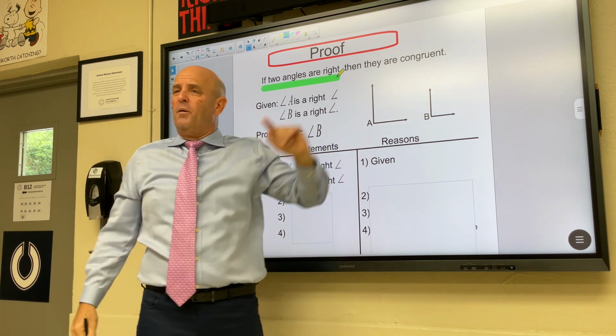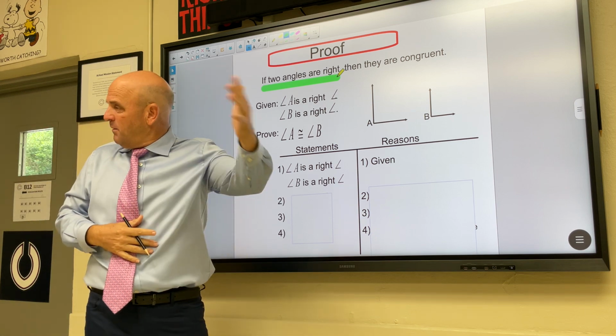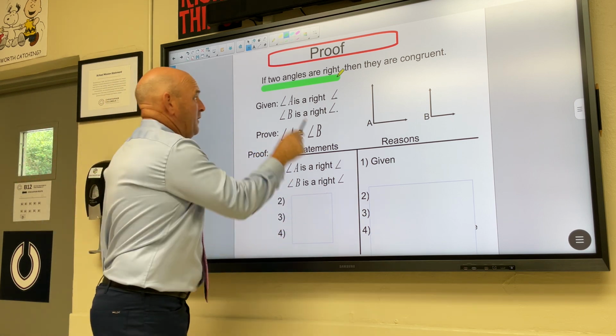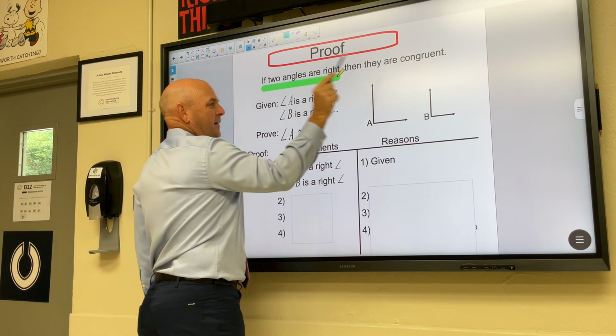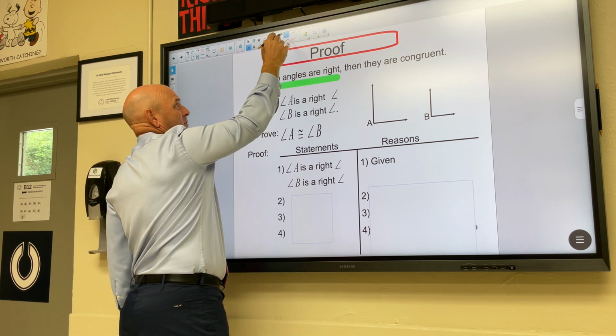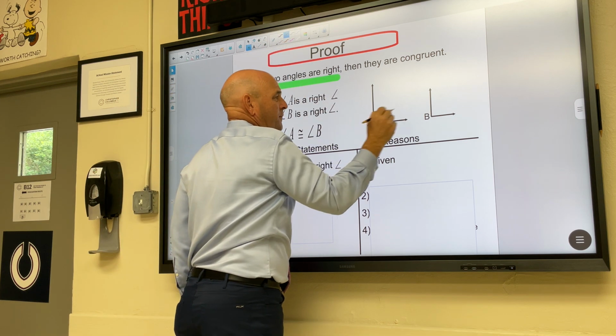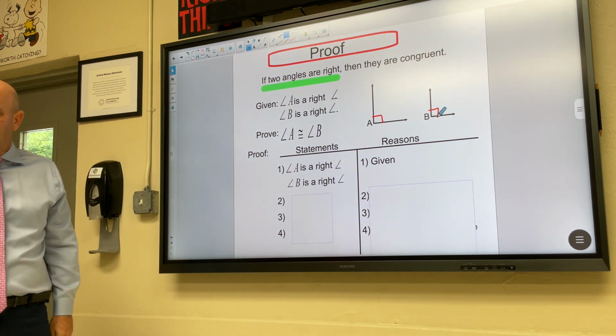Does the diagram help? Yes. Absolutely. There will always be a diagram. For right now, the diagram is going to be given, so it's pretty easy to tell. The diagram better have a right angle at A, and B. So, something I'm going to add to this diagram, I think what they should have done, if not, I'm going to do it. Now I'm not assuming that A and B are right.